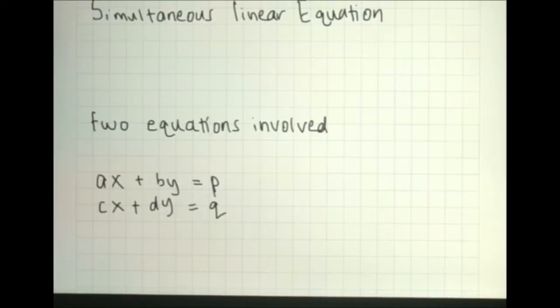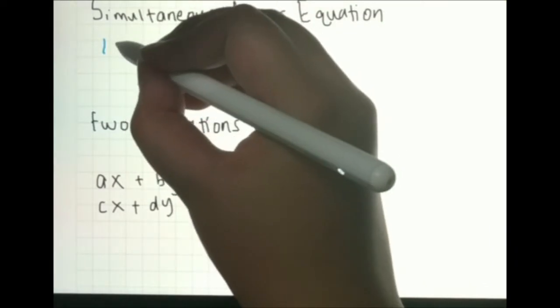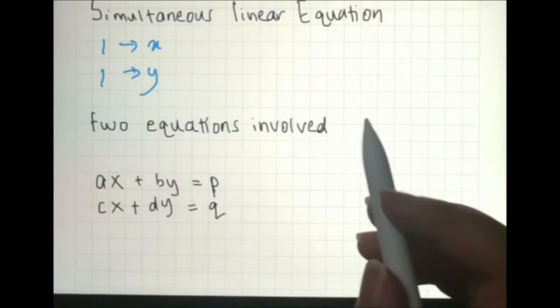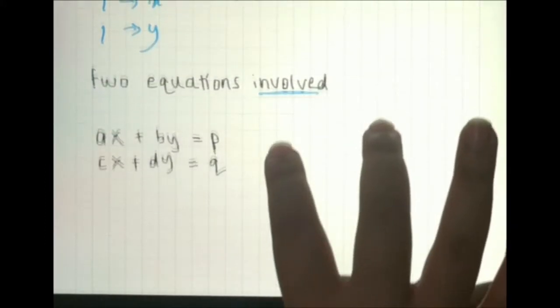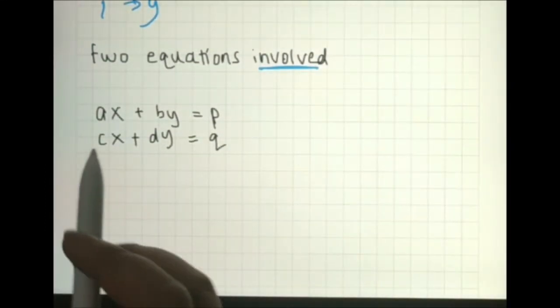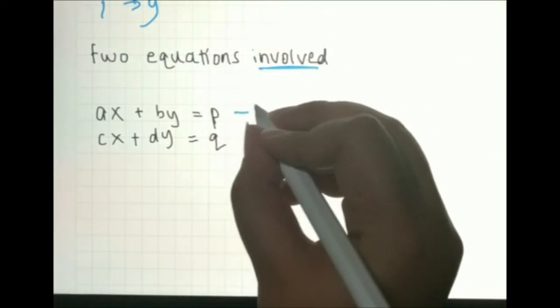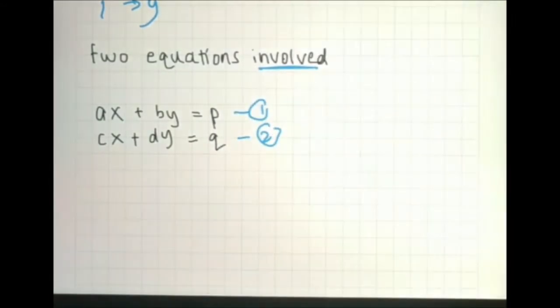Okay, simultaneous linear equations. That means we have two answers, one for x and one for y. So there must be two equations involved, for example like this: ax plus by equals p, cx plus dy equals q. So this is the first equation, this is the second equation.